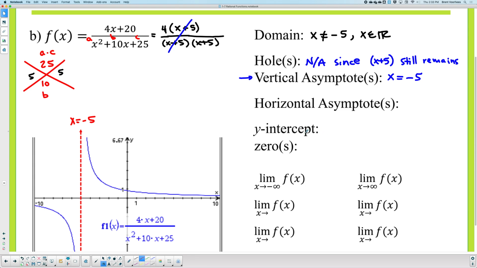Now that I do that, I go to horizontal asymptotes. Jesse, do you remember how to find the horizontal asymptote? Edwin, do you remember how to find a horizontal asymptote? Okay, well, I'll just jump in. It has to do with the powers. You compare powers. Are my powers bigger on the top, bigger on the bottom, or are the exponents the same?